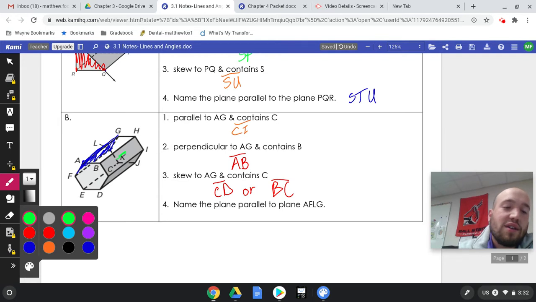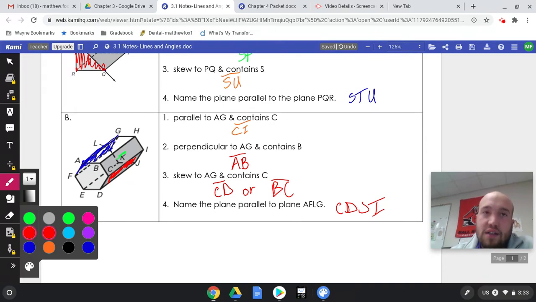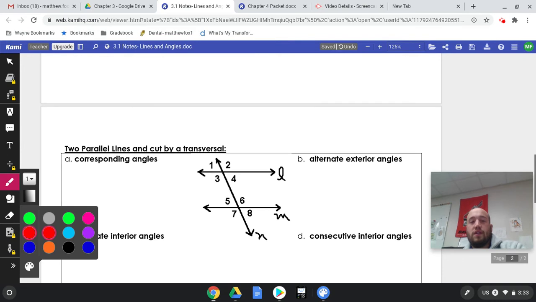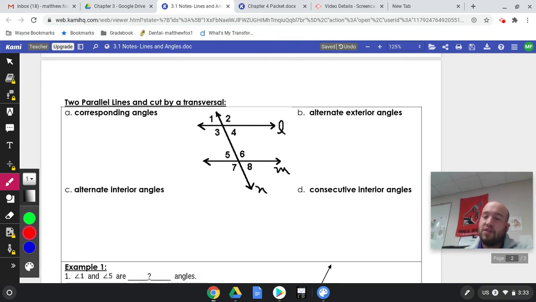It has to be directly on the other side, down here in the bottom, directly across our hexagon here. And so that one is going to be CDJI. And you could have told me that in a different order and still had it right, but that red one is CDJI.